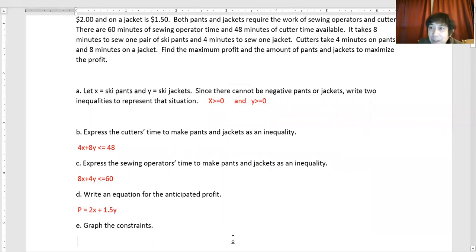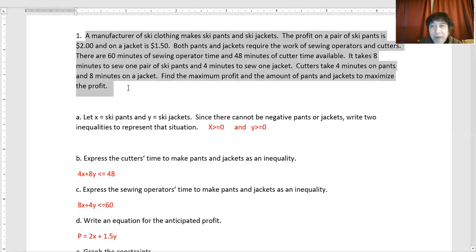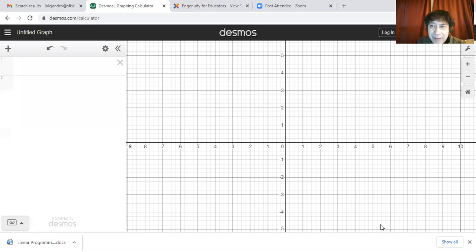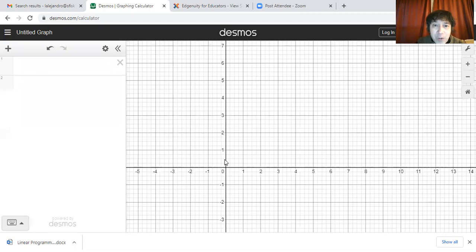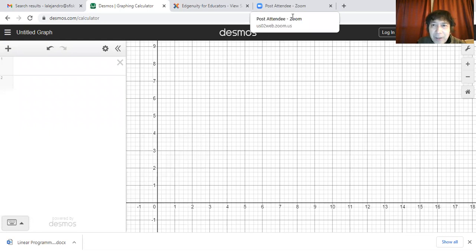Next, graph the constraints. We can go to another screen, the Desmos screen, which will facilitate our graphing. All we need to do is get a copy of the entire worded problem, and then proceed to that screen. So we're going to have a new share. Here's the screen where we're going to have our solution. Let us put our problem over here.